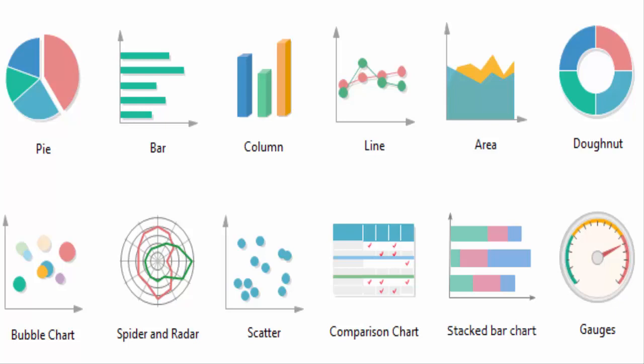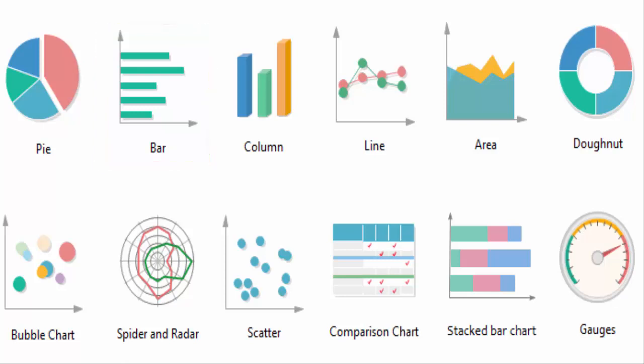Now we'll talk about the bar chart. A bar chart also illustrates comparison among individual items. Categories are organized vertically and values horizontally. A bar chart can be described as a column chart drawn sideways.